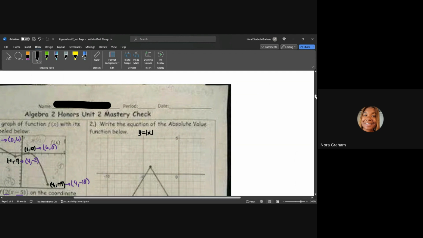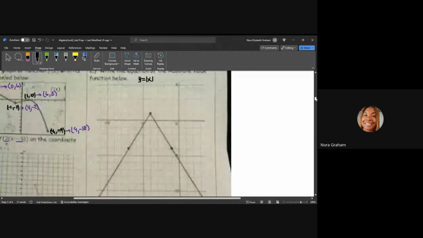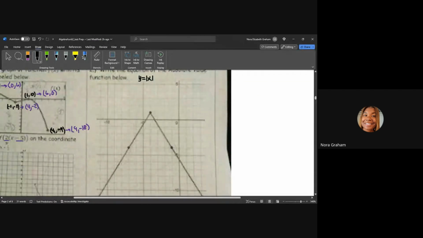And so I want to look at the transformations that have happened so far. I noticed that I did have a flip over the vertical axis because usually our parent function of our absolute value function starts at the origin. So that would be like our parent function. So I notice I do have a flip. So I know that I am going to have a negative being multiplied by my grouping symbols.